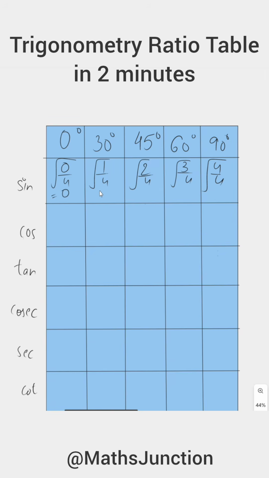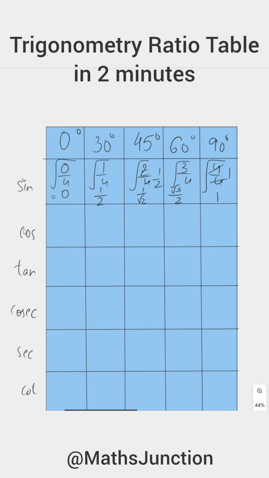1 upon 4, square root of 1 is 1, square root of 4 is 2. 2 upon 4 is 1 by 2, again square root of 1 is 1, square root of 2 is root 2. Square root of 3, square root of 4 is 2, that becomes root 3 by 2. 4 by 4 is 1, square root of 1 is 1.